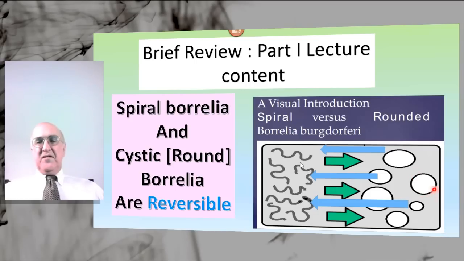And this rounded up cystic form in any of its sizes is a survival adaptation of the spiral form to adverse conditions. When the conditions are good, then the reconversion occurs and the spiral form reforms from the cystic form. So there is complete reversibility, complete equality. This can cause disease, the spiral form, and we'll see that the cystic form too can cause disease in the human host.